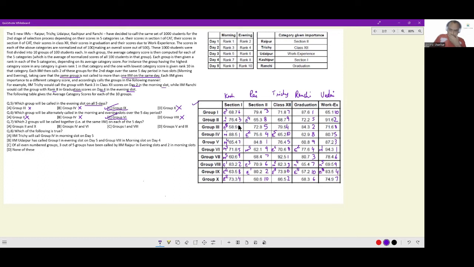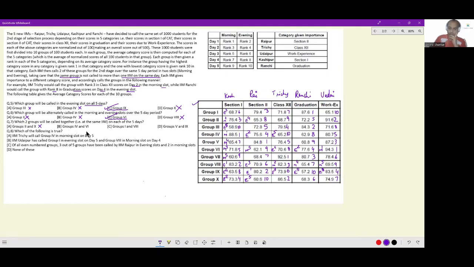Let's check 2 and 10. For section 1, 3 and 4. So yes, morning 2, evening 2. But for section 2, 4th evening, and this will be 5th evening, not called on the same day. So 2 and 10 as groups will get rejected.